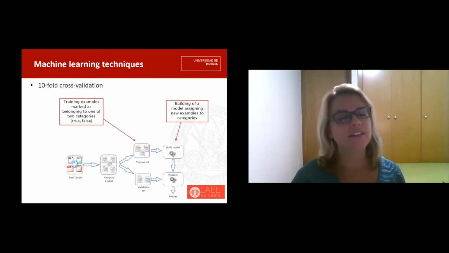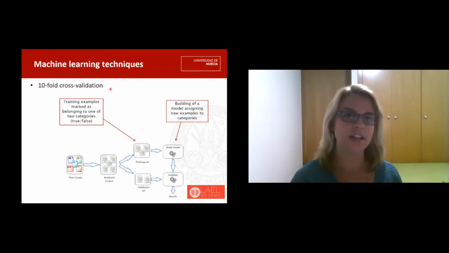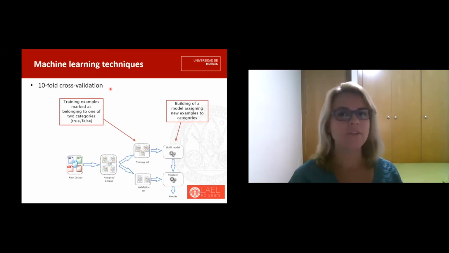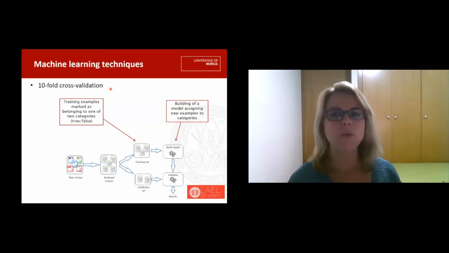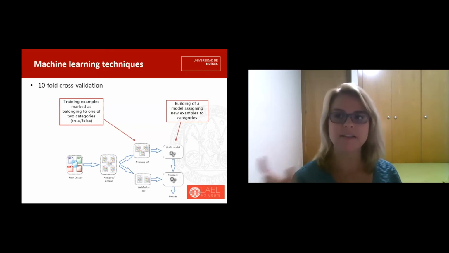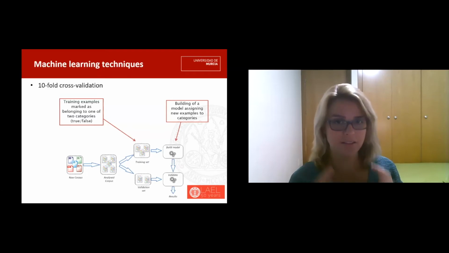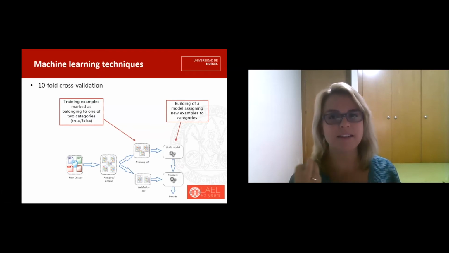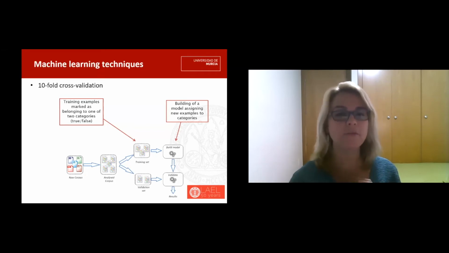Here you are provided with a diagram of the procedure in which a 10-fold cross-validation was performed for each classifier. This is a technique for assessing how the results of a statistical analysis will generalize to an independent data set. It is mainly used in settings where the goal is prediction, and one wants to estimate how accurately a predictive model will perform in practice. In tenfold cross-validation, the original sample is randomly partitioned into 10 equal size subsamples. Of these 10 subsamples, a single one is retained as the validation data for testing the model, and the remaining 9 subsamples are used as training data.